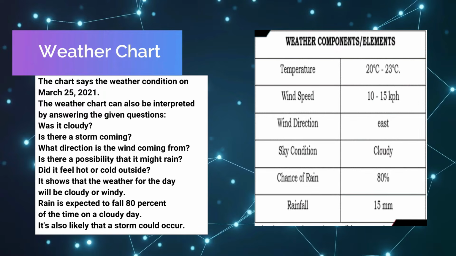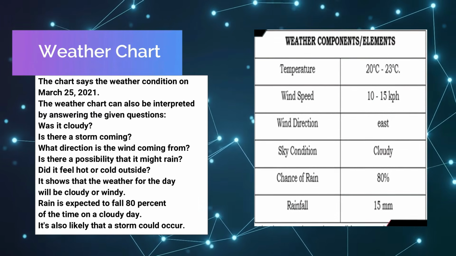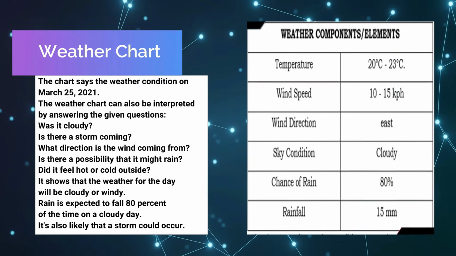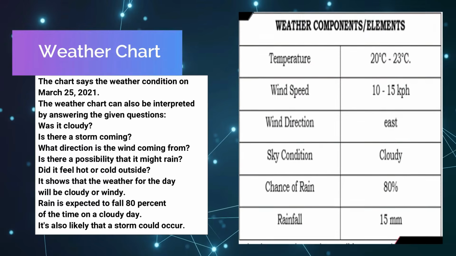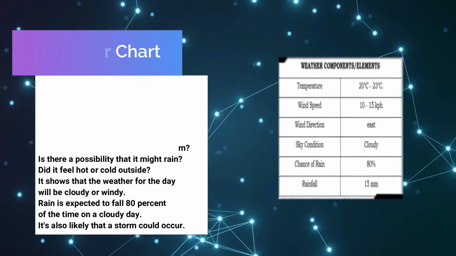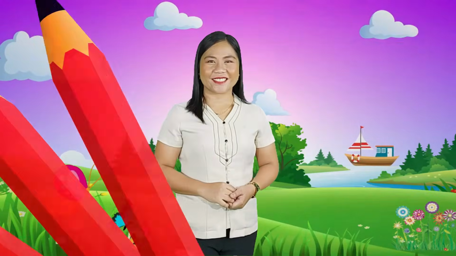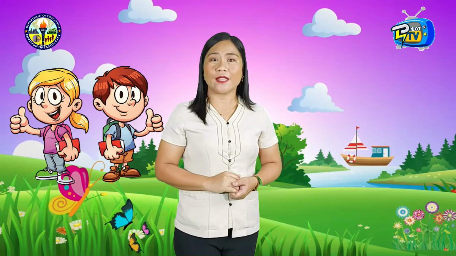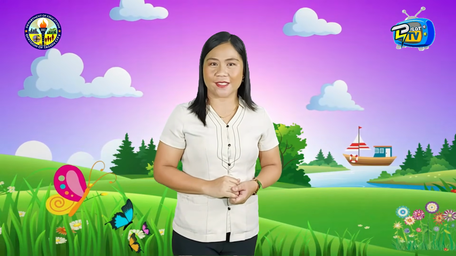It shows that the weather for the day will be cloudy or windy. Rain is expected to fall 80% of the time on a cloudy day. It's also likely that a storm could occur. Well done! You already know the different uses of weather instruments and make accurate weather forecasts. Now, let's check if you really understood the discussion by answering this activity.